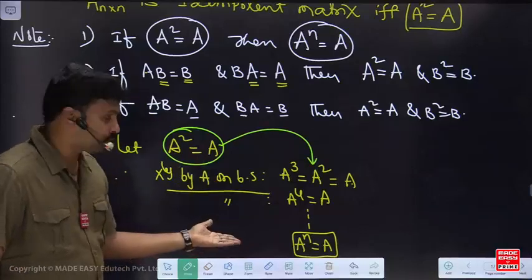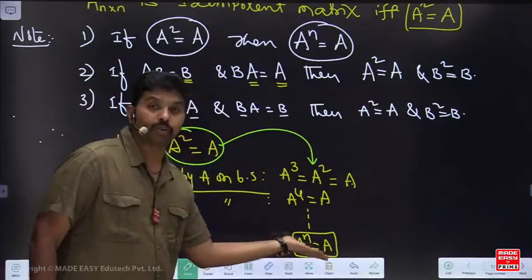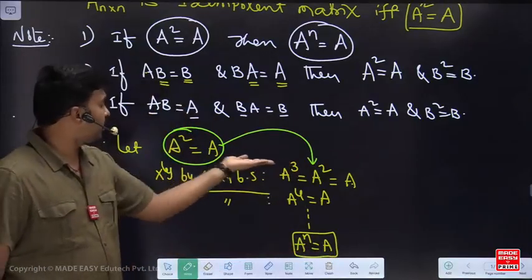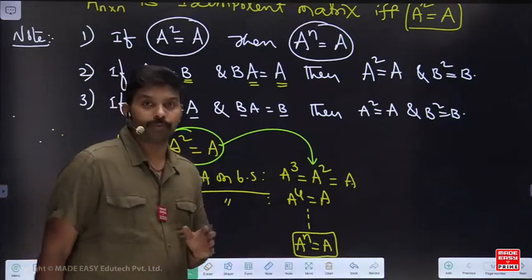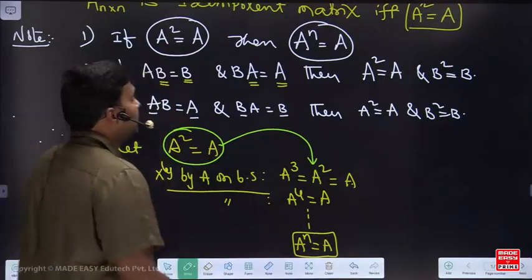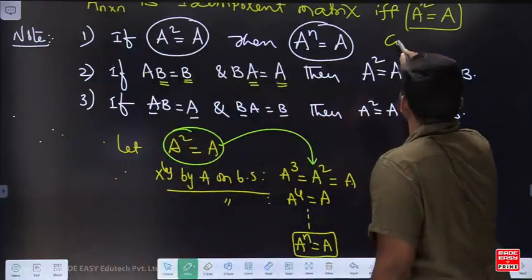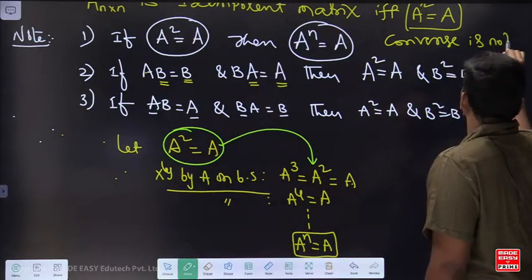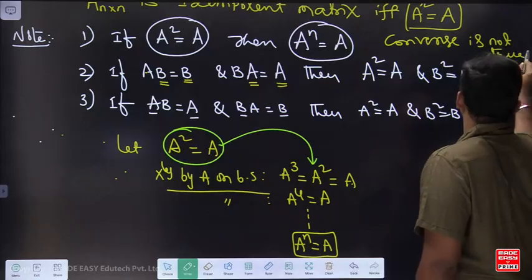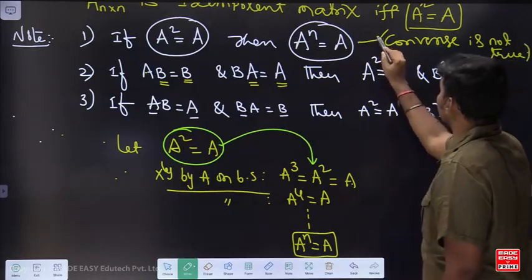But here, my dear students, if you take A power n is equal to A, you may not get the same, that A square is equal to A here. You may not get it. So the converse is not true. If you want, you can take it here. So the converse is not true for this case.